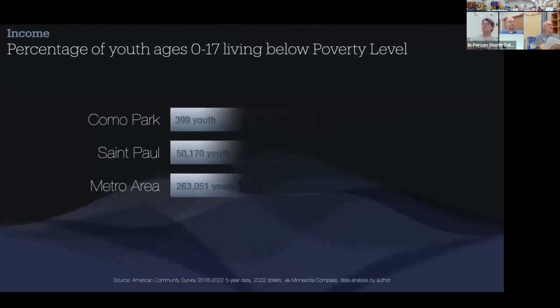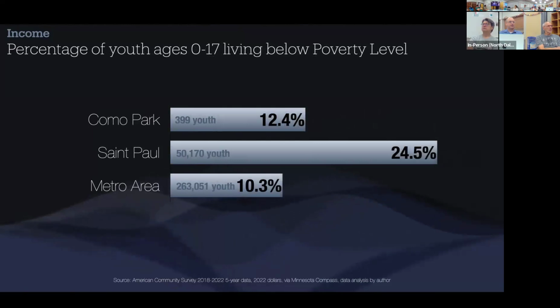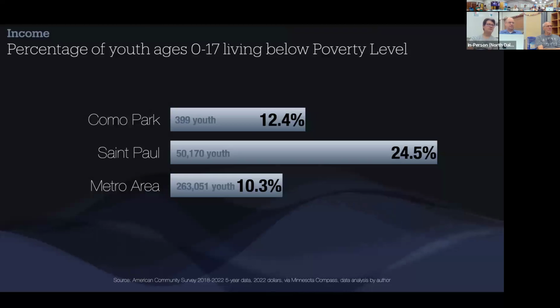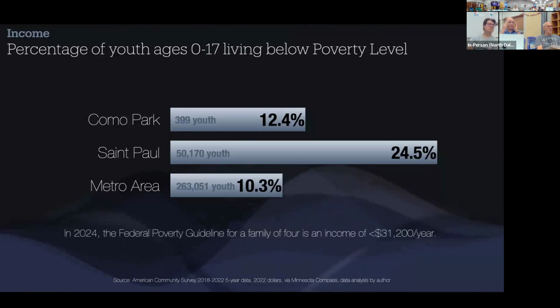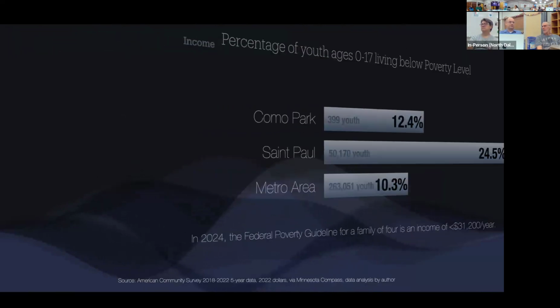Percentage of youth ages 0 to 17 living below the poverty level, Como Park, 399 youth. 12.4% of youth in that age range. So again, this is a really key indicator for success in education and life. Are you being raised in a household that's stable and has enough money to get by? And so St. Paul, nearly a quarter of youth fall into that. We're about half of the way to St. Paul. The metro area is just a little bit below us, but obviously poverty is concerning everywhere, but especially as you think about the next generation. In 2024, the poverty guideline, again, for the family of four, $31,200.